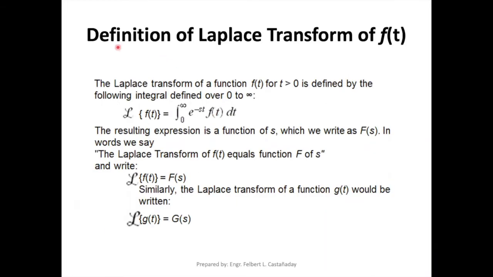Now let's talk about the definition of the Laplace transform of the function f of t. The Laplace transform of f of t for t greater than 0 is defined by the following integral defined over 0 to infinity. So this is the operator of the Laplace transform. The Laplace transform of the function f of t is equal to the integral of the kernel function e raised to negative st times f of t dt with limits from 0 to infinity. The resulting expression is a function of s, which we write as F of s. In words, we say the Laplace transform of f of t equals function F of s.